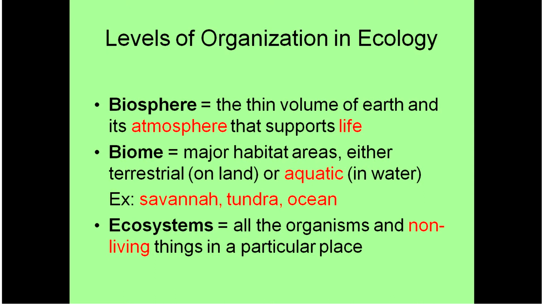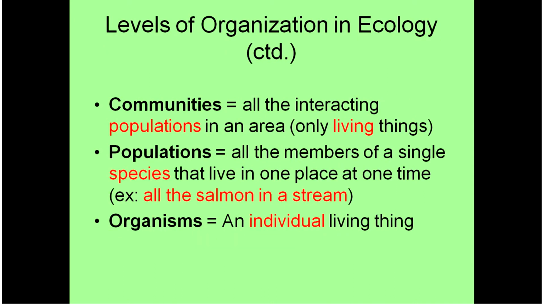Okay, the ecosystem level is defined as all of the living things and the non-living things in a particular place. Getting a little bit more specific, we have the community level. That's going to be all the living things only in a certain area, not the non-living things. From communities, we go down to the population, and this is not all living things, it's just a single species that's living in one place.